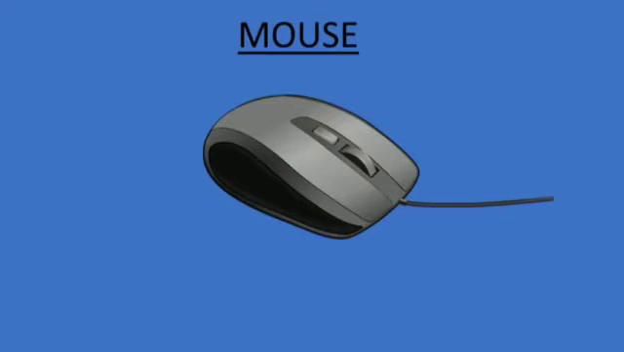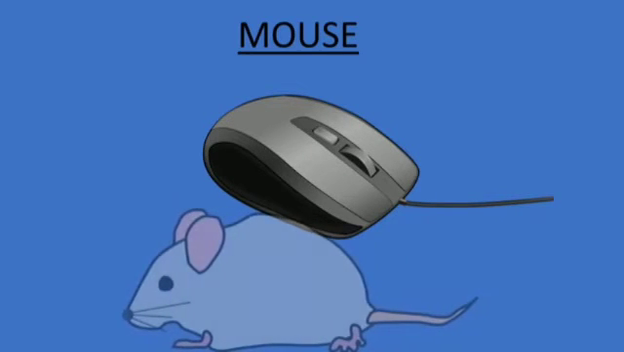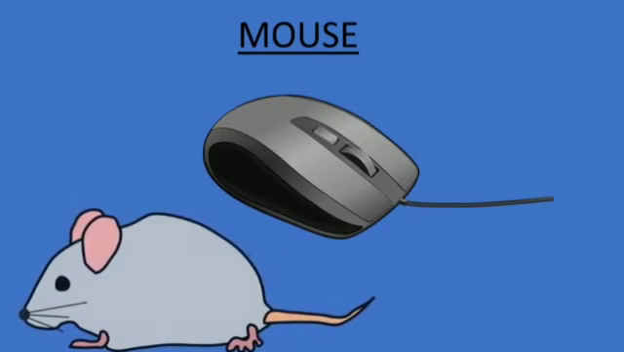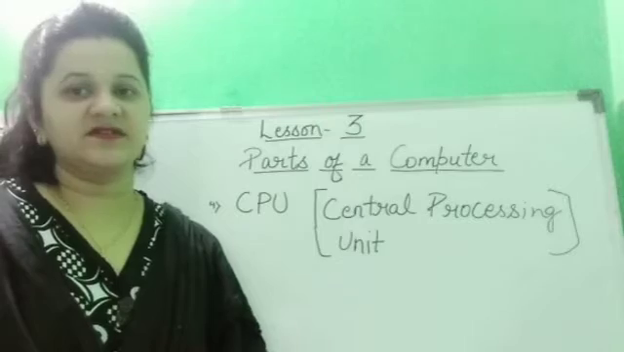Now children, look at this device. This is a computer mouse. We use a computer mouse to point or select the objects on the monitor. It has 2 or 3 buttons and we can use it to draw pictures on the computer screen. Children, it just looks like a real mouse but is different from it. Now children, we have discussed about the mouse.